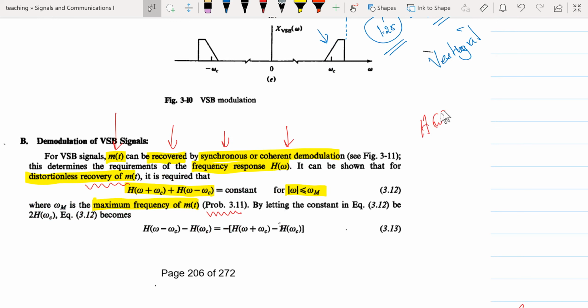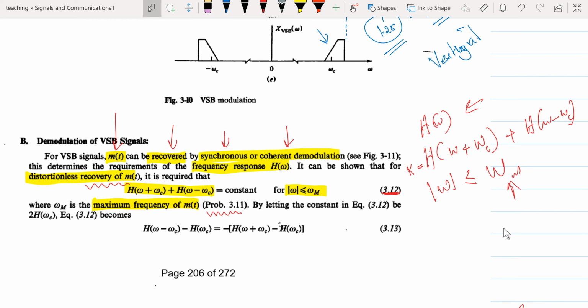such that the condition 3.12 must be met, that H(omega plus omega c), that is a frequency shifted version of the frequency response of the filter itself, plus H(omega minus omega c) must always give you a constant k for magnitude of omega being less than or equal to omega m, this being the highest frequency component of your message signal m(t). So we are saying that there's a condition.